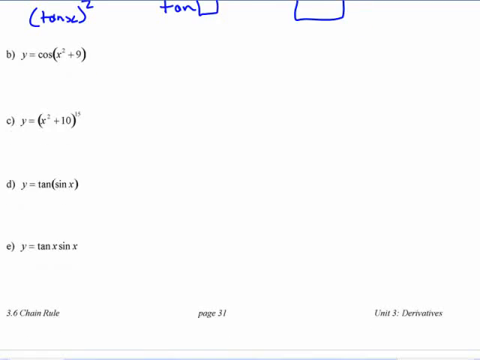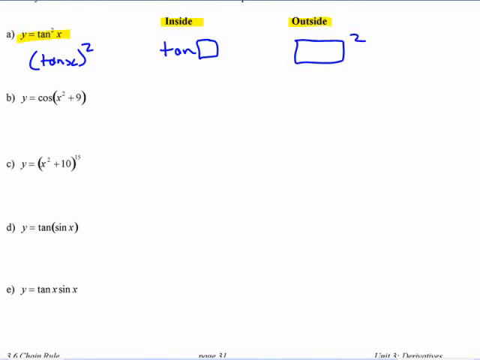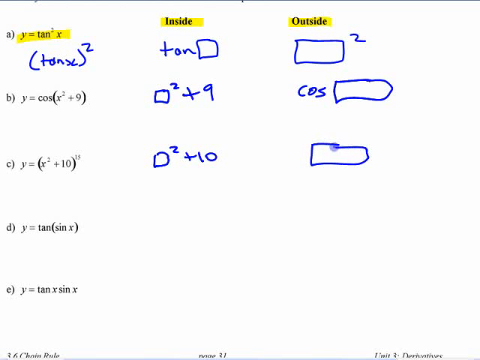At least finish the first part before you start marking some stuff and leave it till after. For each of these functions, the inside function here is something squared plus 9. The outside function is cosine of that, right? This one here, the inside function is something squared plus 10, and this is something or other to the 15th power.